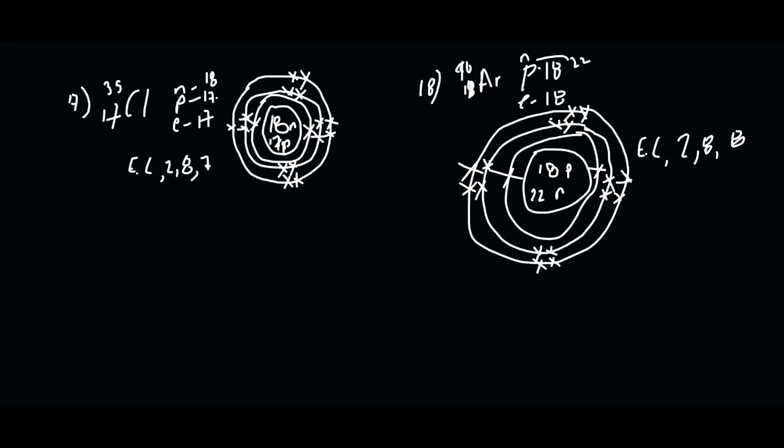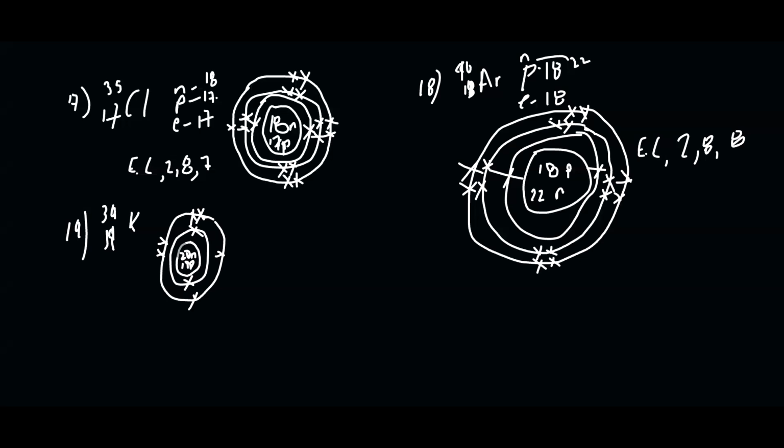So the 19th one, which would be potassium, right? Should be 39 and 19. So how many neutrons, how many protons, how many electrons? 19 protons, 20 neutrons, and 19 electrons. So it's 20N, 19P, and also 19E as well.